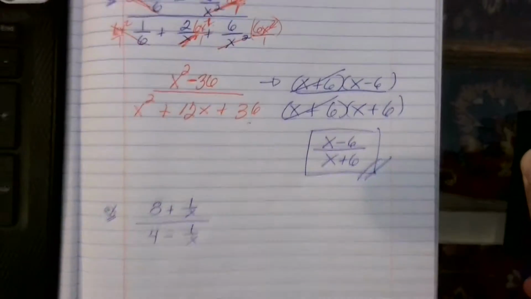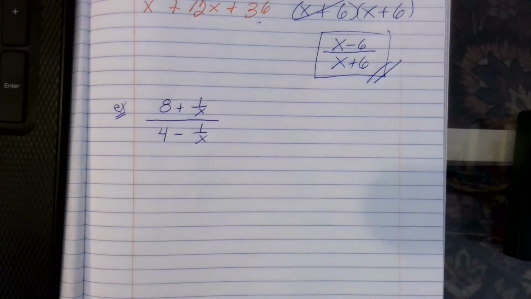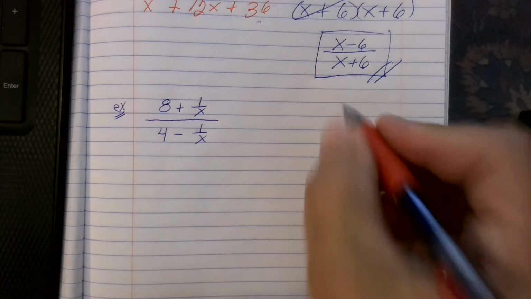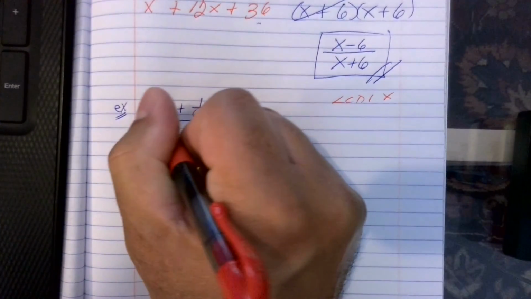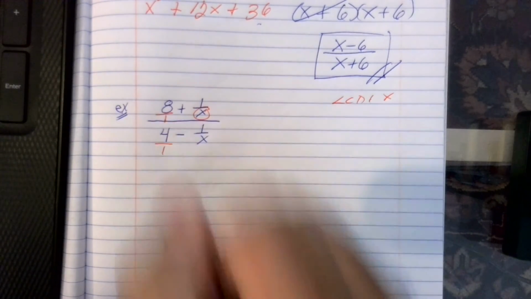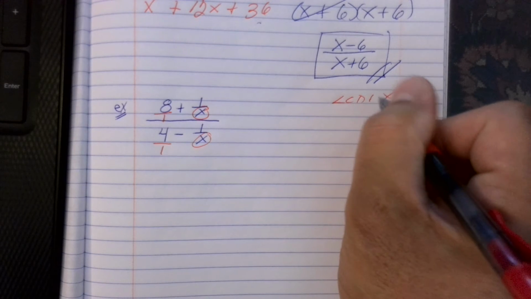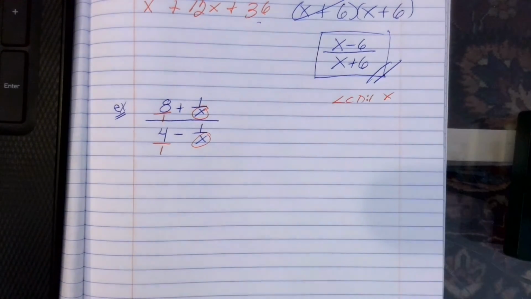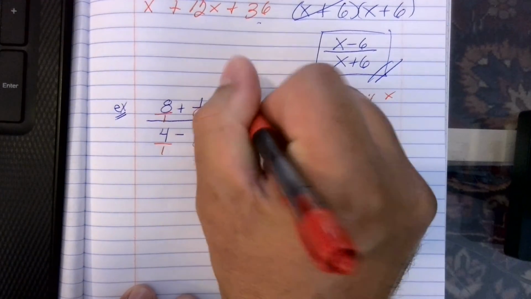This next example is very simple. It says 8 plus 1 over x, over 4 minus 1 over x. So in this case, my LCD is obviously x, right? Because this is really like 8 over 1 and 4 over 1. So you could say my LCD is 1x. So I want to multiply everything by that 1x, or just x.